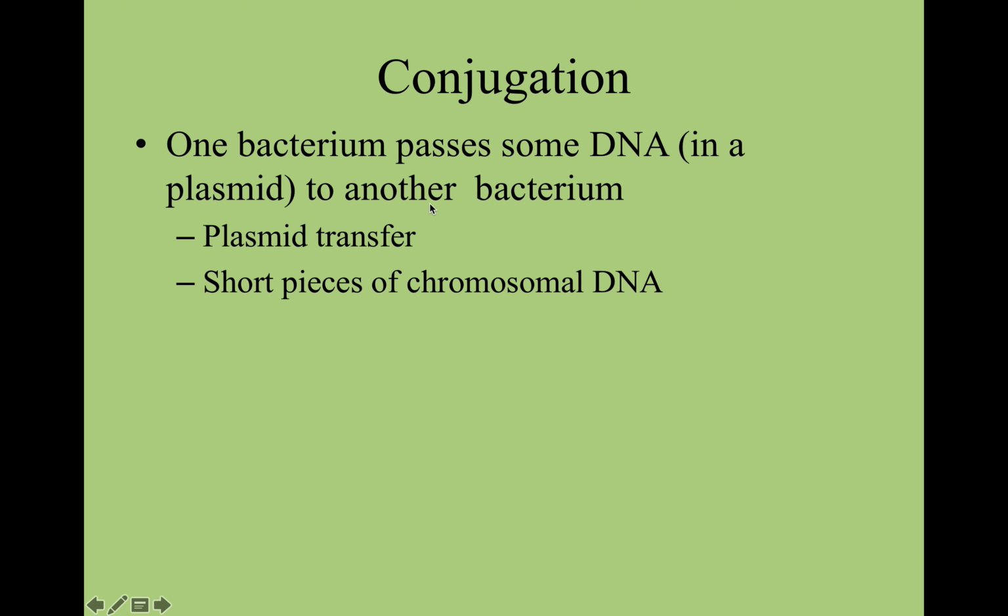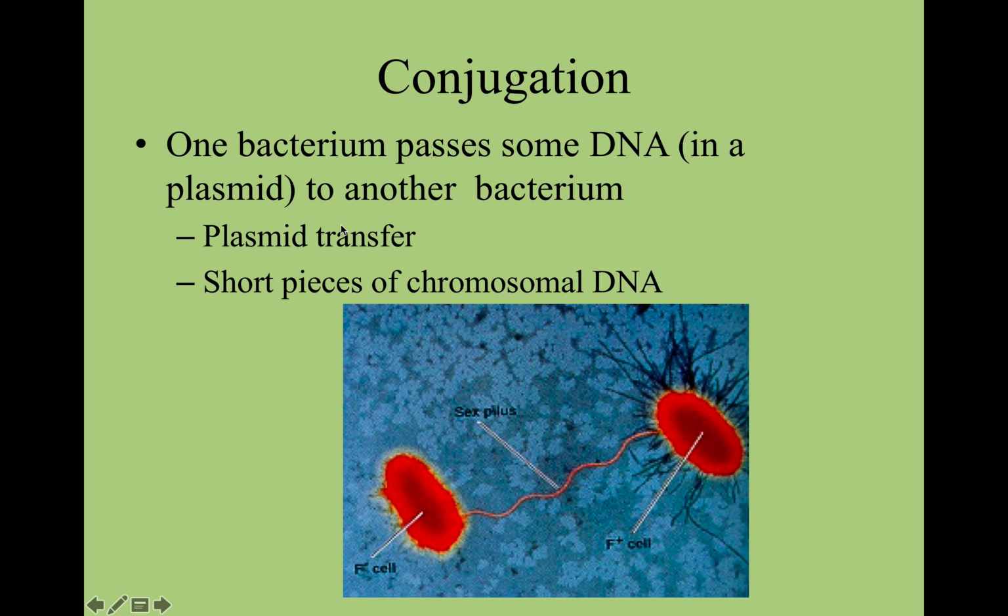Conjugation is another gene transfer mechanism. This is where one bacteria passes some DNA, often in a plasmid, to another bacteria using a sex pilus. So it can either be a plasmid or short pieces of chromosomal DNA that can be transferred through the sex pilus, and now the new bacteria would have a new trait.